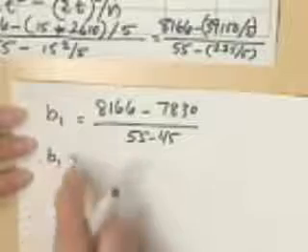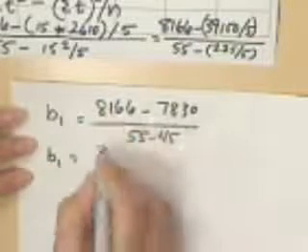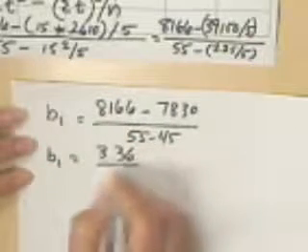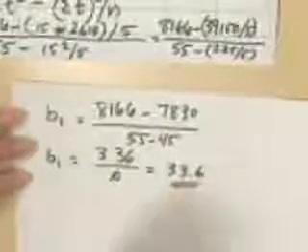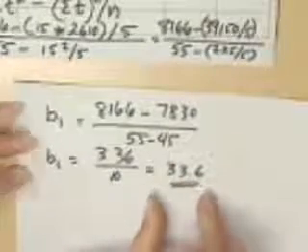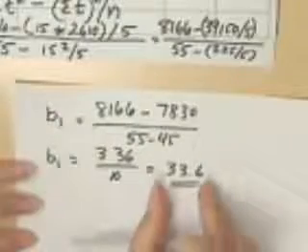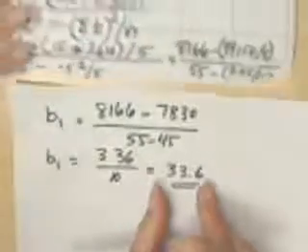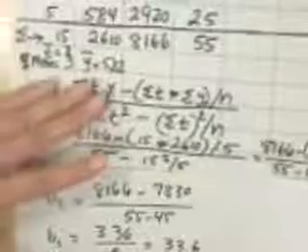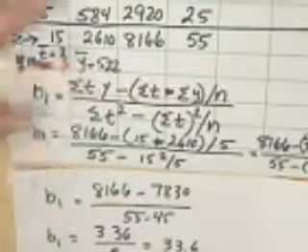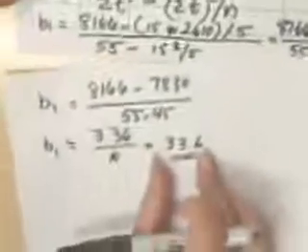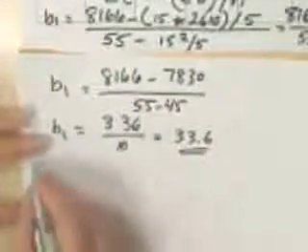So my B1 would be 336 divided by 10, which will give me 33.6. That's my B1, that's my slope for the line. I need to use that number and my T bar and my Y bar in order to compute the point of intercept.